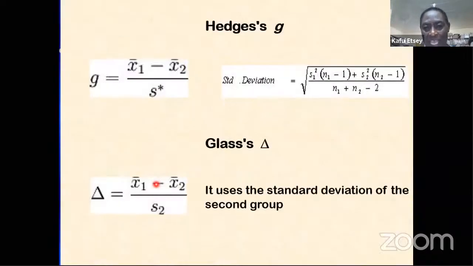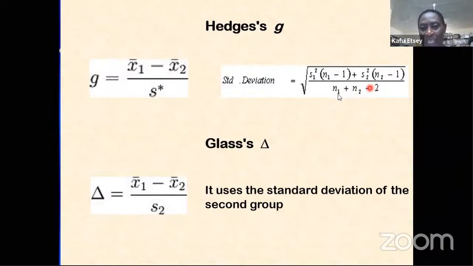Then we come to Hedges G. Here we have the mean for the first group minus the mean for the second group divided by the standard deviation. And here is the formula that you use for the standard deviation: the variance for the first group times N1 minus 1, which is the sample size for the first group, plus the variance for the second group times N2 minus 1, all divided by N1 plus N2 minus 2.